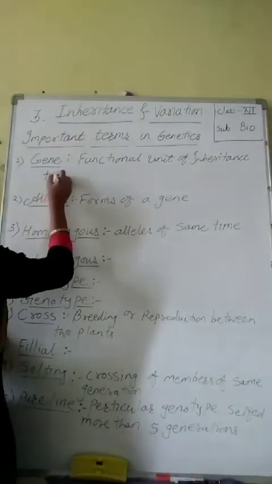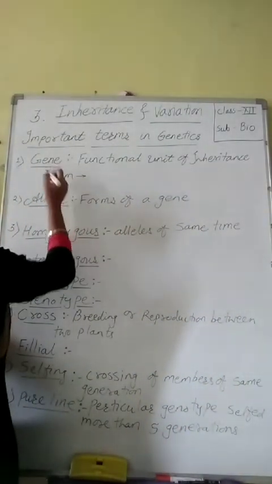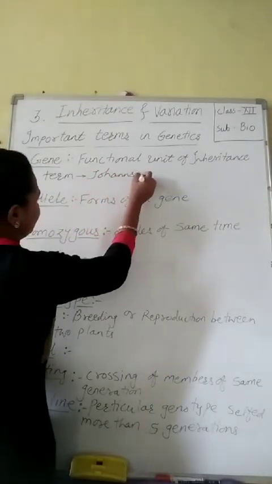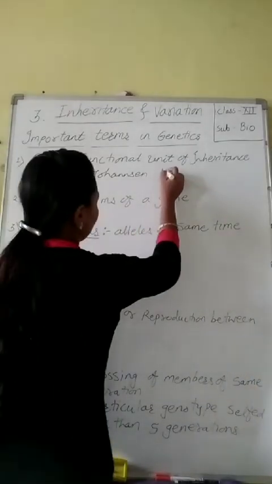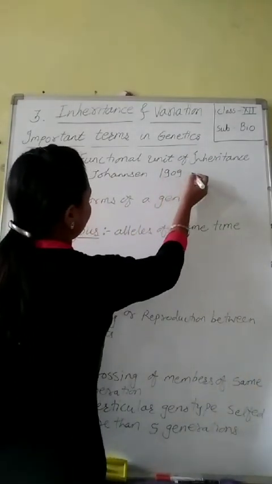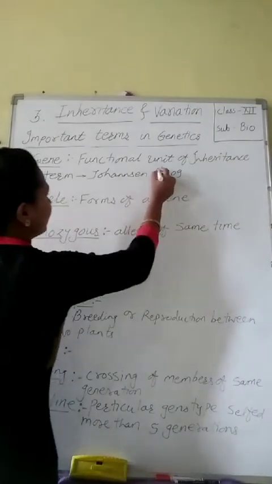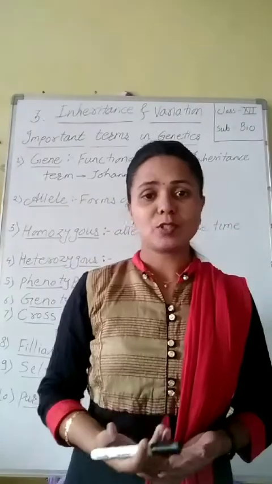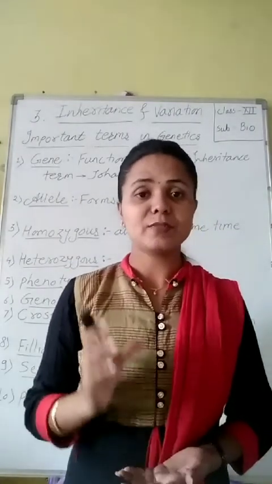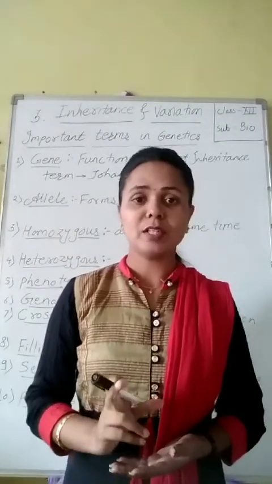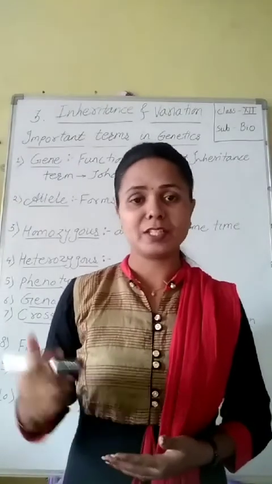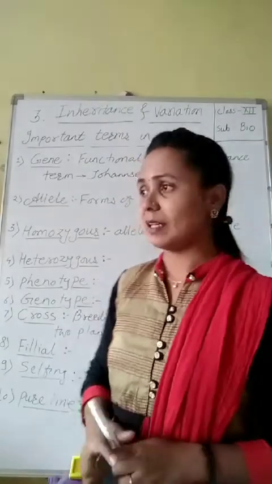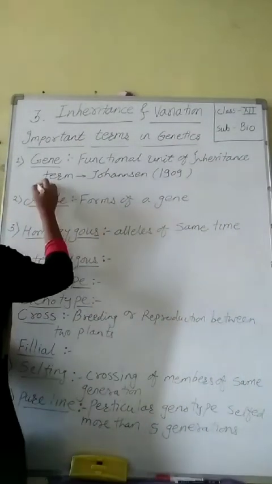The gene word was given by Johnson in 1909. Okay. And another name which was used by Mendel is factor. Factor was the name given by Mendel, and the term gene was given by Johnson, and these both things are same, that is factor.